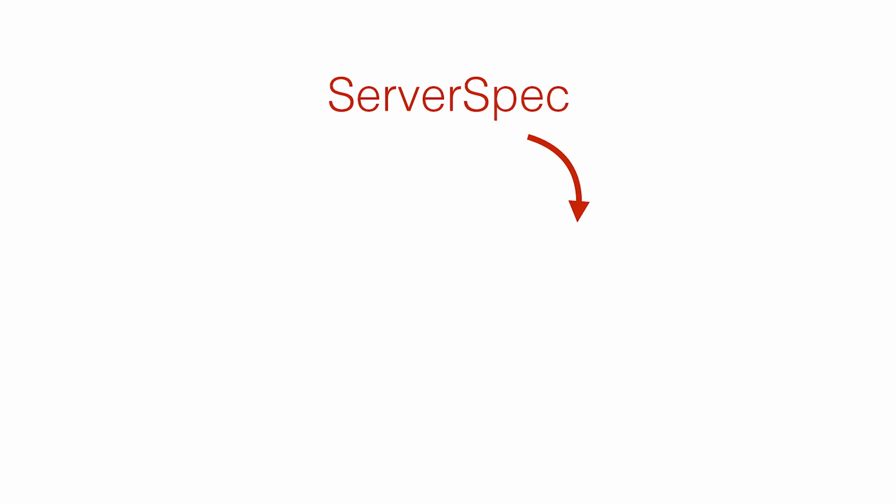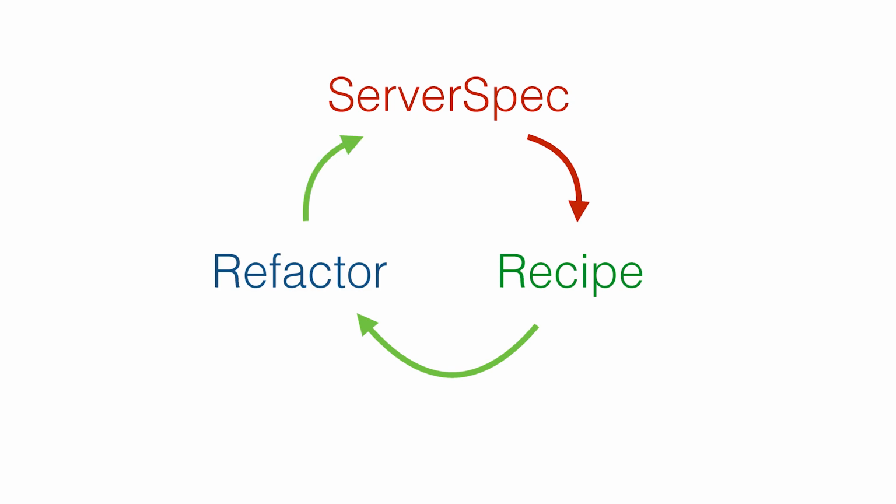So how does this work in a test-driven infrastructure world? Well, first you write a failing ServerSpec test. Then you write the recipe to make that test pass, or bash script or playbook, whatever it is. And then you can refactor.